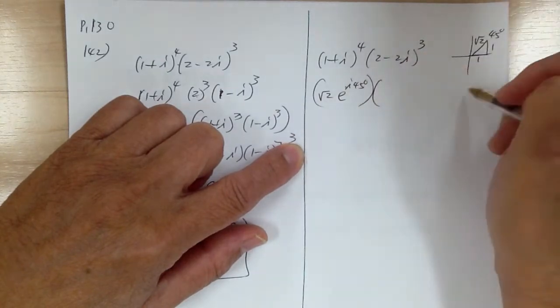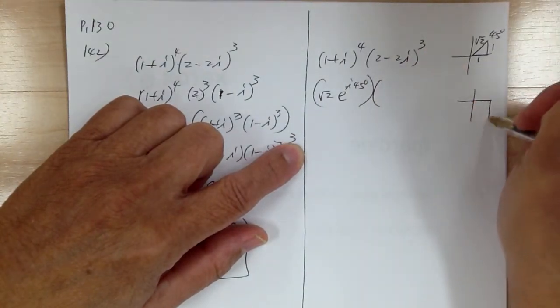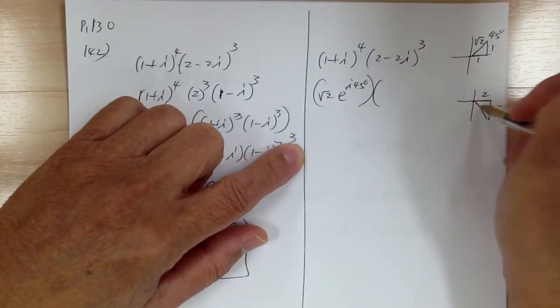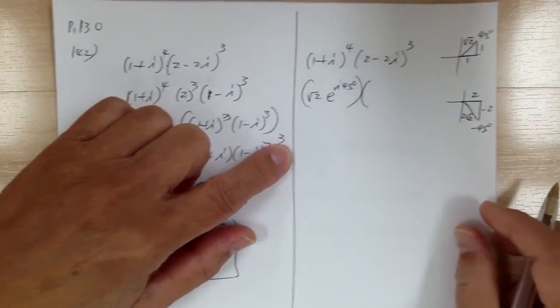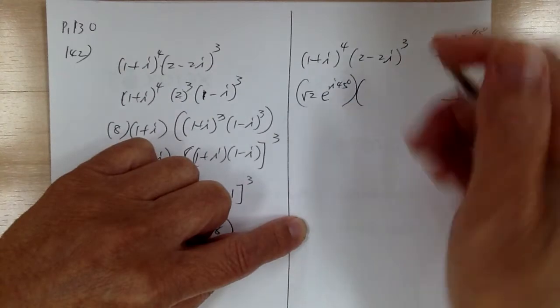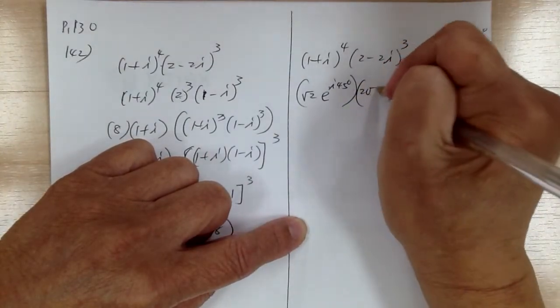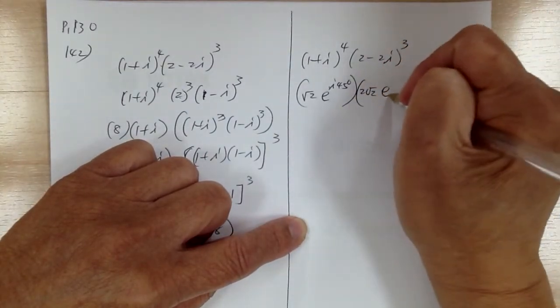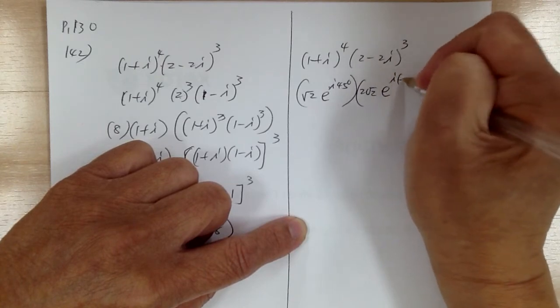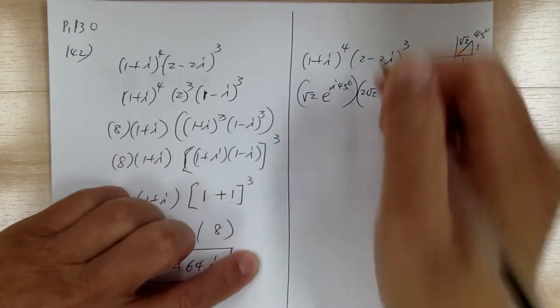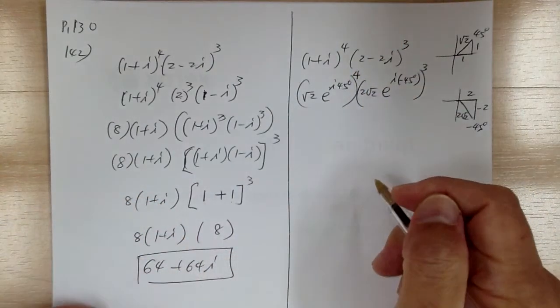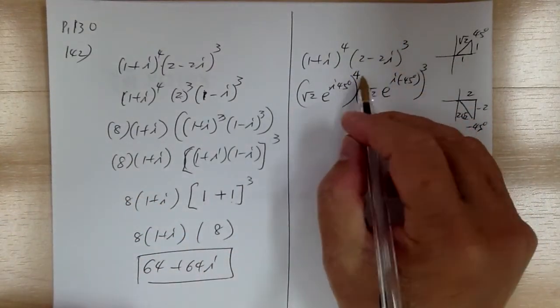Okay. This one, you've got 2, negative 2. So this would be 2 square root of 2, and this would be negative 45 degrees. Okay. So this becomes 2 square root of 2 e to the i of negative 45 degrees to the 3rd power, and this is to the 4th power. Okay, so now you can go and work this out.